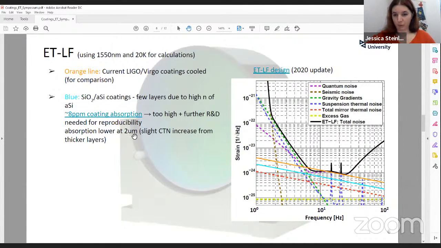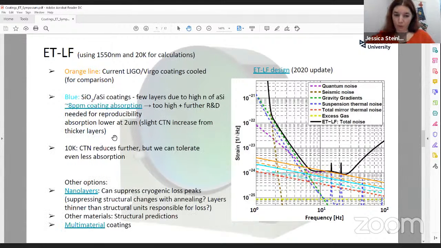So this is actually one of the materials which are a very good motivation for going to wavelength around 2 microns. Also cooling the coatings. So my previous calculations were for 20 Kelvin. So going to 10 Kelvin gives us the dashed lines here. So we are getting much closer to our goal. However, at 10 Kelvin, we can tolerate even less absorption before we start heating up our cold mirrors. So that's even more challenging.